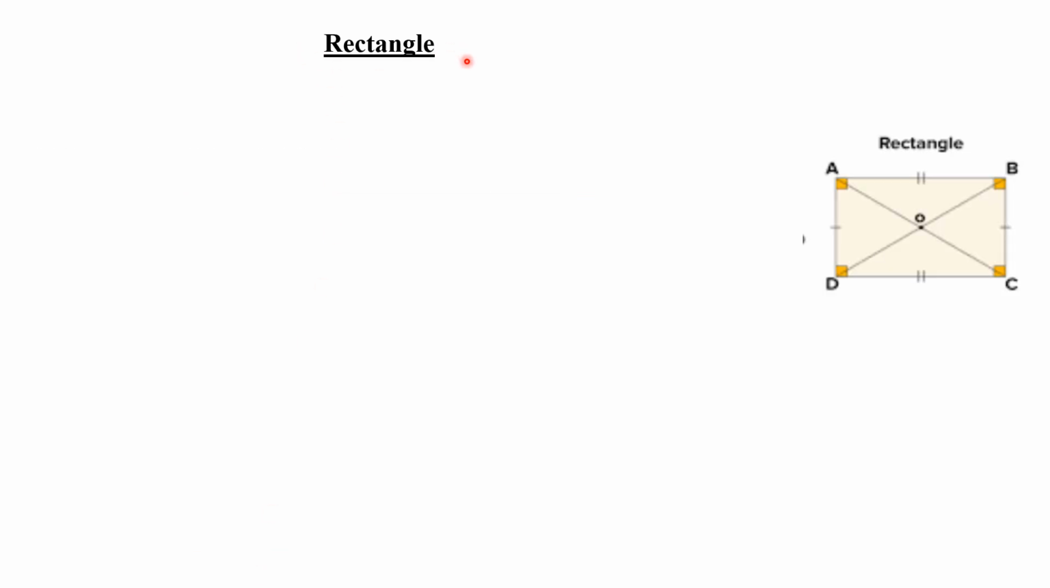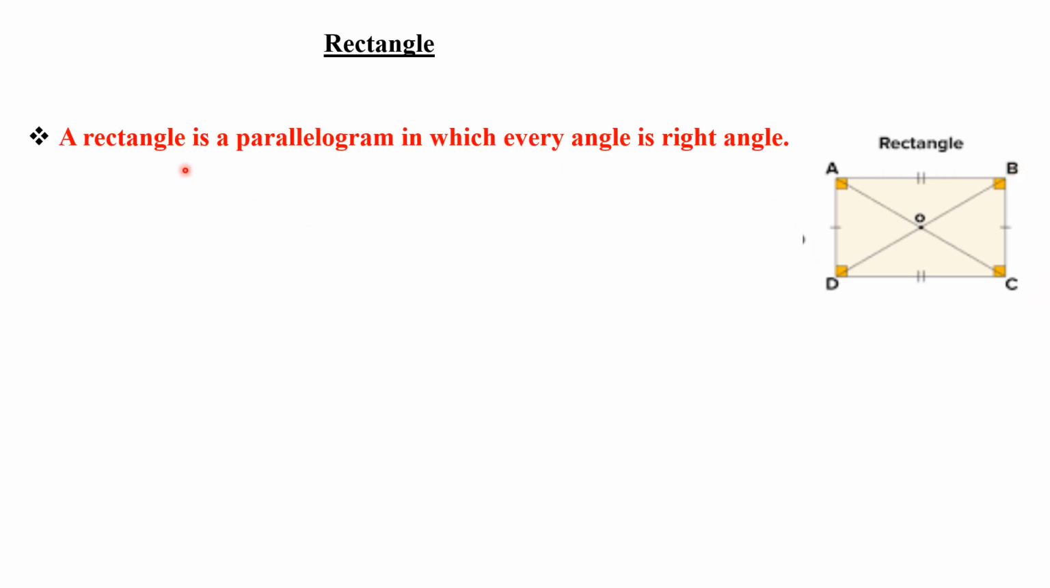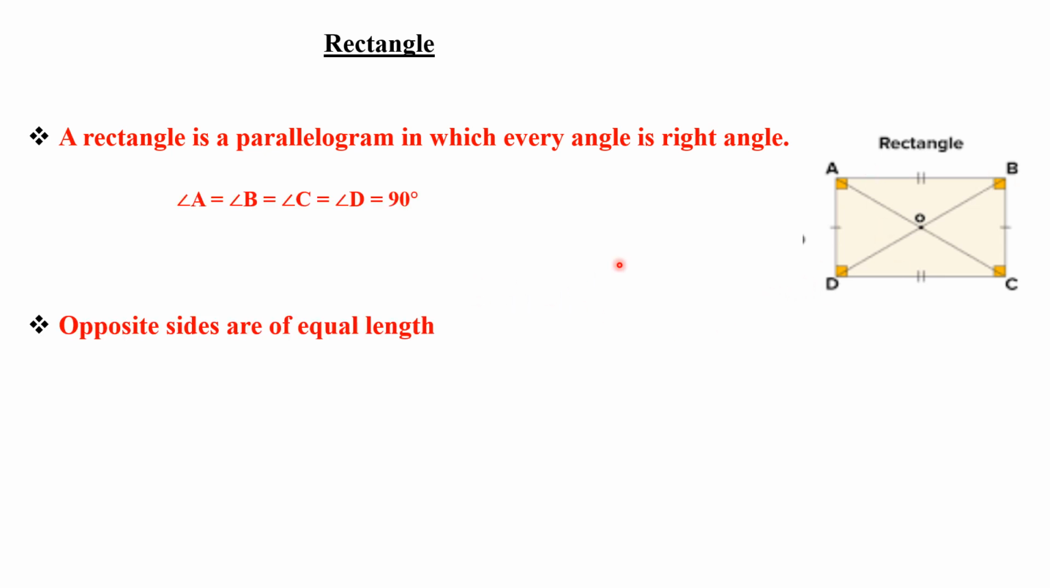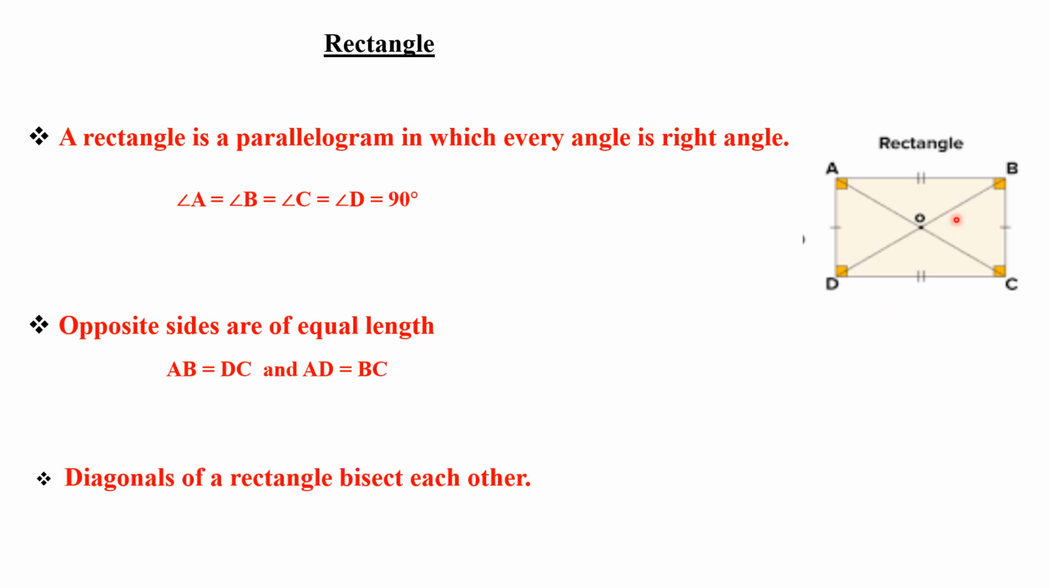Now here we will see the properties of a rectangle. So I've taken a figure where ABCD is a rectangle. A rectangle is a parallelogram in which every angle is a right angle. So a rectangle is also a parallelogram. Okay. And all the four angles, angle A, angle B, angle C and angle D, will be equal to 90 degrees. Now as a rectangle is a parallelogram, its opposite sides will be of equal measure. So AB will be equal to CD and AD will be equal to BC. Moreover, the diagonals of a rectangle bisect each other. So OA will be equal to OC and OB will be equal to OD.